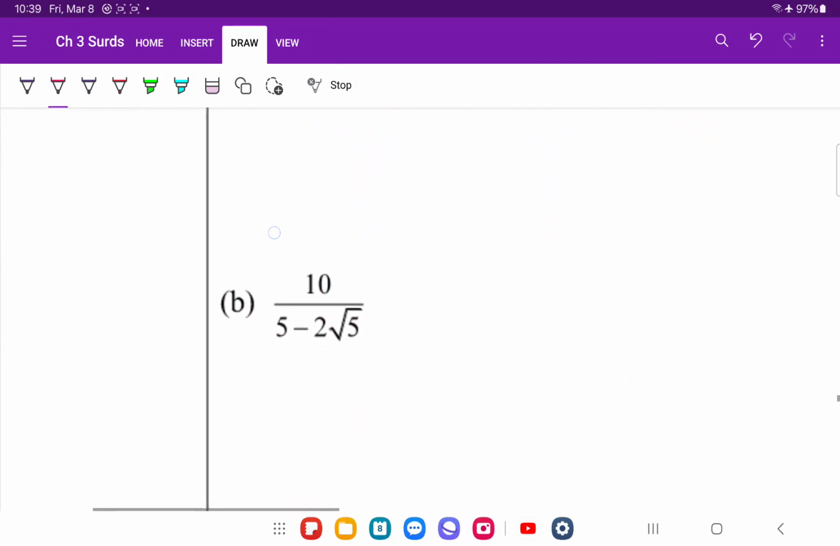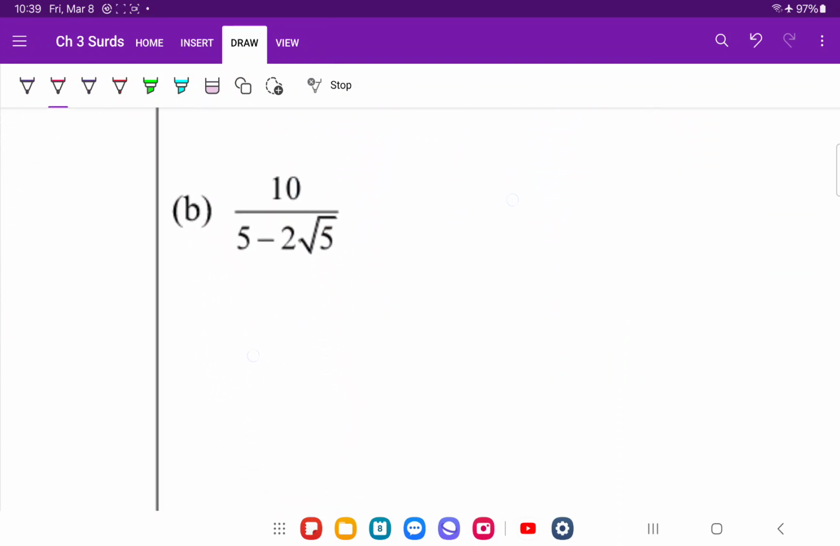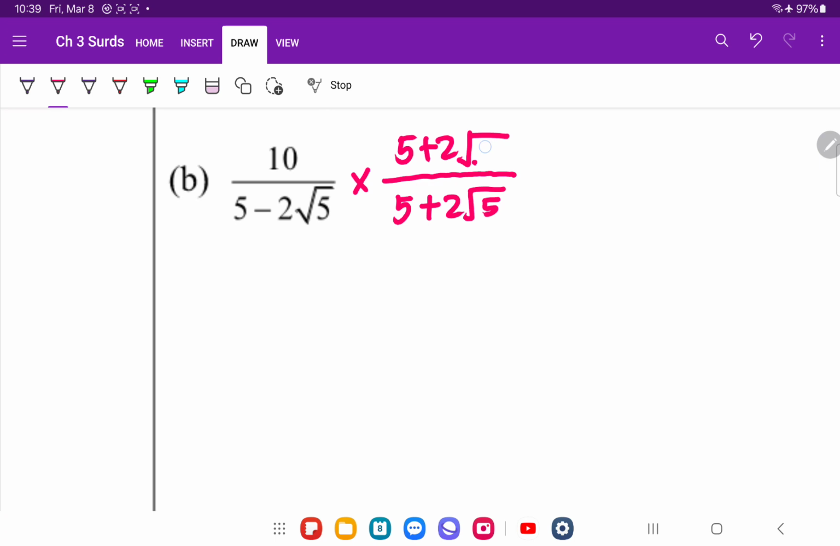Okay, next one. Dante, same question again. Now we must multiply by 1 whole again. Choose for me the conjugate surd that will get rid of the denominator later. 5 plus 2 square root 5. But numerator, must I put the same thing? Yes. So 5 plus 2 square root 5. Now let's begin the multiplication. Denominator. What is 5 minus 2 square root 5 times 5 plus 2 square root 5 as conjugate surds?